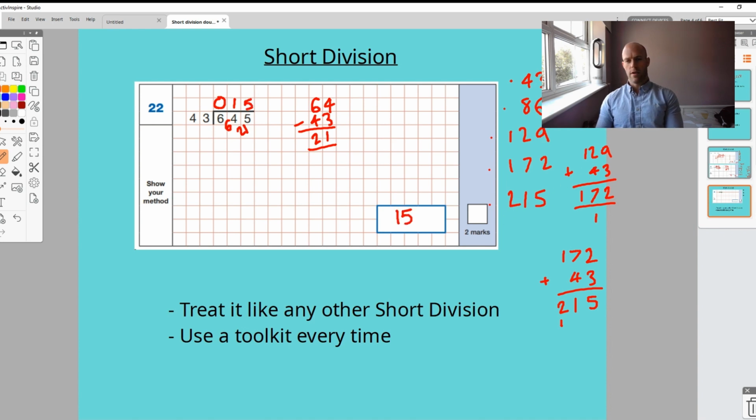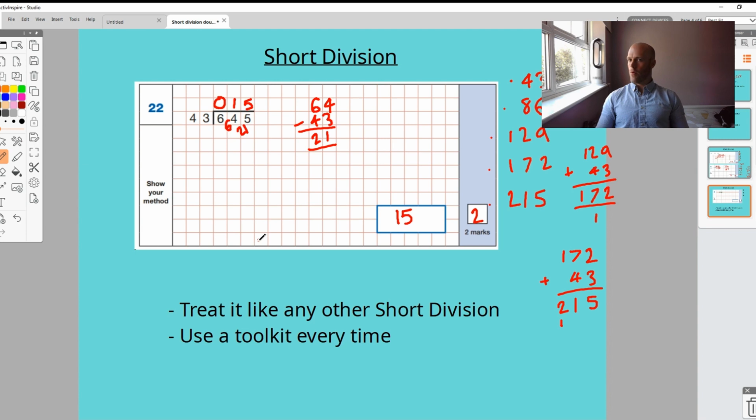I've just written this on the outside of the answer box, but if you can fit all your working out in there, that's great. And that will be me giving myself 2 marks for that, well done me. The key things to remember are, treat these questions like any other short division. Just because it's got a double-digit divisor, don't be scared of it. You just write your toolkit like you would do with a single, and use your toolkit every single time.